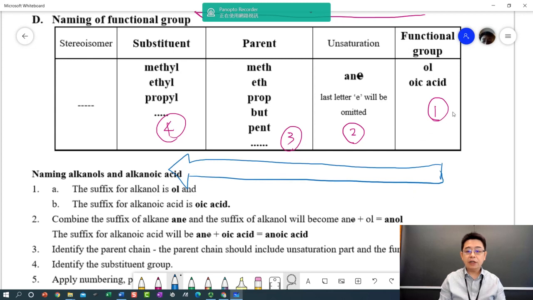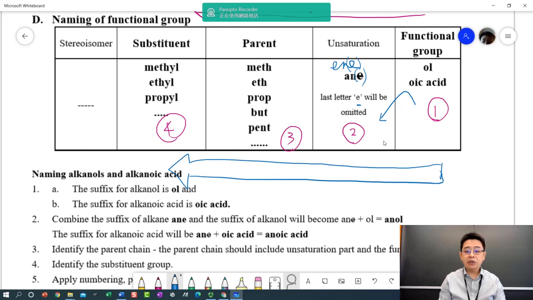We will try to identify where we have the alkyl or alkyl acid group in the structure, and then we look at whether we have unsaturation. If we have unsaturation, it should be ENE. If it is saturated, with no double bond, then it will be ANE. But remember, if we have two things together, then we omit the E. That means if you find a functional group in the structure, you need to cross out the last letter E, from either ANE or ENE.